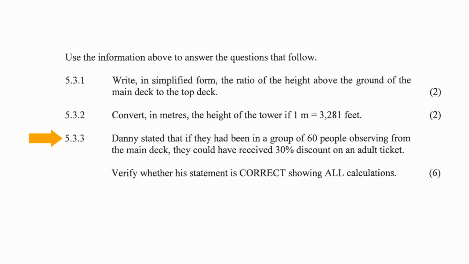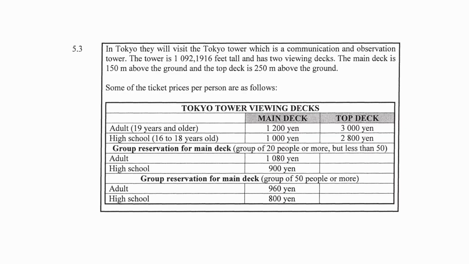In question 5.3.3, Danny stated that if he had been in a group of 60 people observing from the main deck, they could receive a 30% discount on an adult ticket. You are instructed to verify whether his statement is correct, showing all calculations.